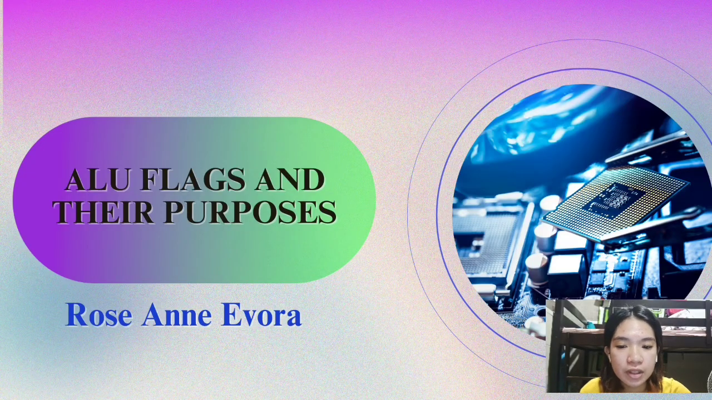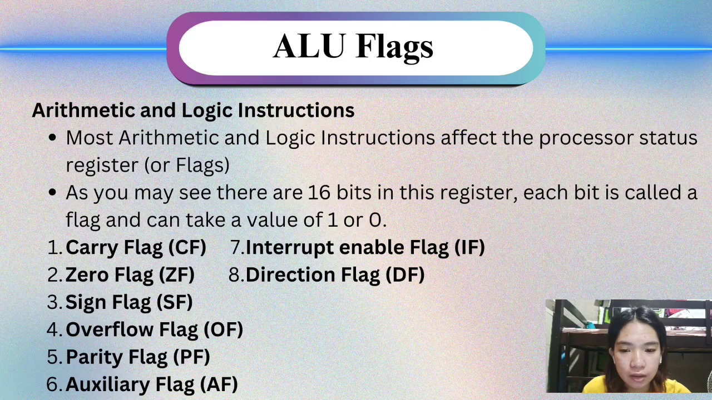Next, I will discuss the ALU flags and their purposes. So, arithmetic and logic instruction. Most arithmetic and logic instructions affect the processor status register or flags. As you may see, there are 16 bits in this register. Each bit is called a flag and can take a value of 1 or 0.